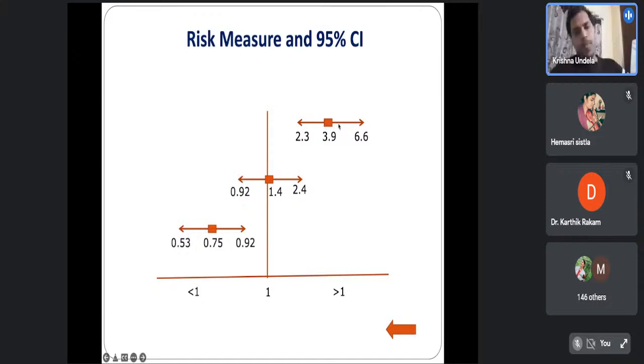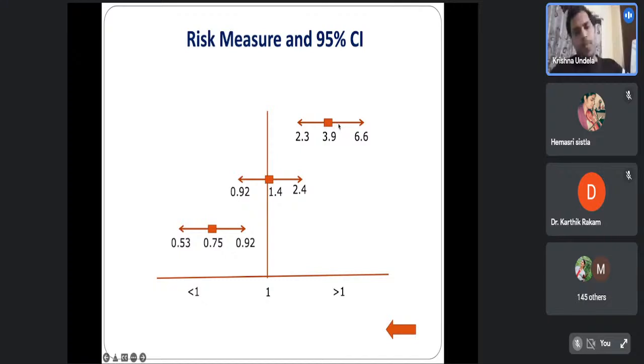But actually, we should not take from 0. Why should we not take from 0? Actually, from 0 to 1, this side is the safer side, and this side is the risk side. Okay, so we need to take the gap between 1 to 3.9. So the gap between 1 to 3.9 is 2.9.